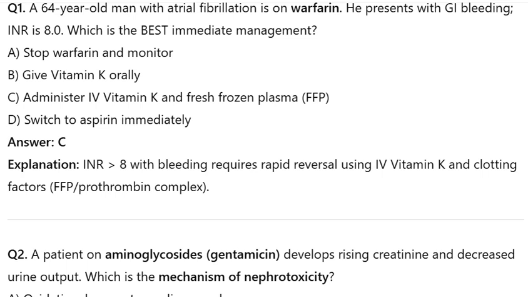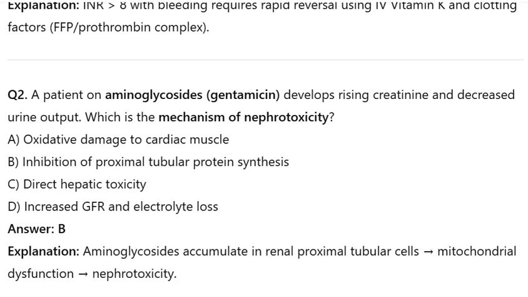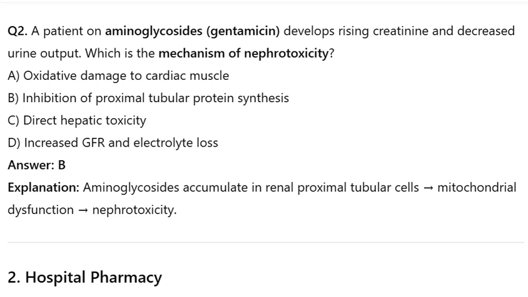Q2. A patient on aminoglycosides, gentamicin, develops rising creatinine and decreased urine output. Which is the mechanism of nephrotoxicity? A. Oxidative damage to cardiac muscle. B. Inhibition of proximal tubular protein synthesis. C. Direct hepatic toxicity. D. Increased GFR and electrolyte loss. Answer B. Explanation. Aminoglycosides accumulate in renal proximal tubular cells, causing mitochondrial dysfunction and nephrotoxicity.